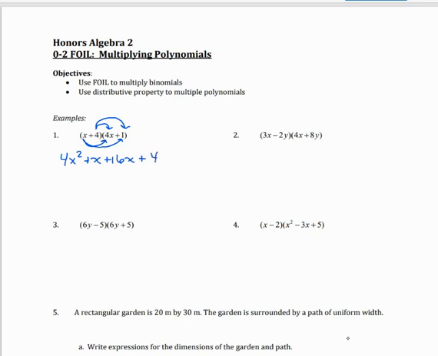Once you distribute to everything, we then combine our like terms. So our middle terms are like terms. So our final product is 4x squared plus 17x plus 4. You try 2, 3, and 4. Remember, multiplying, we use distributing. All right, let's look at 5.